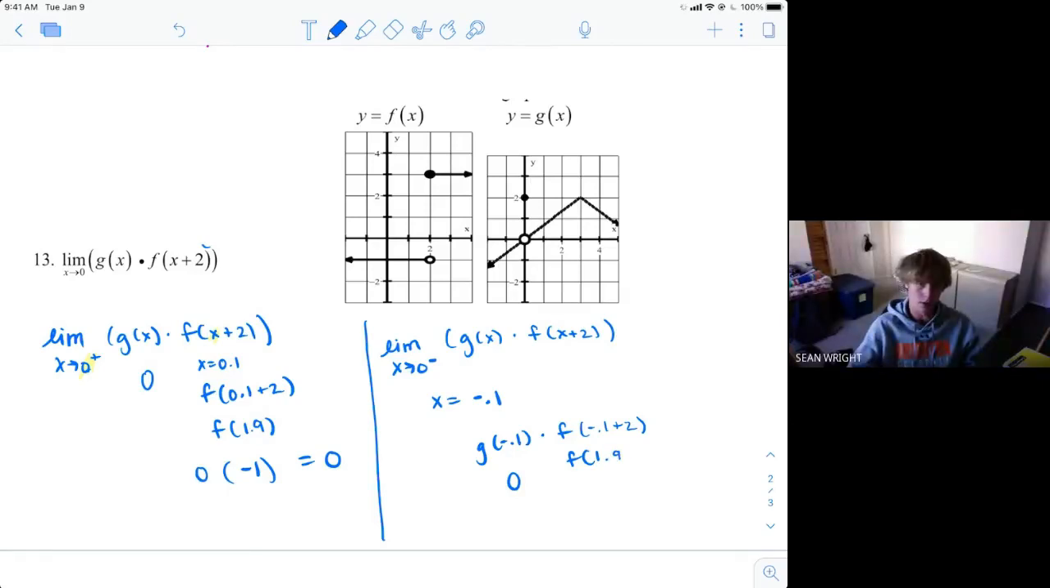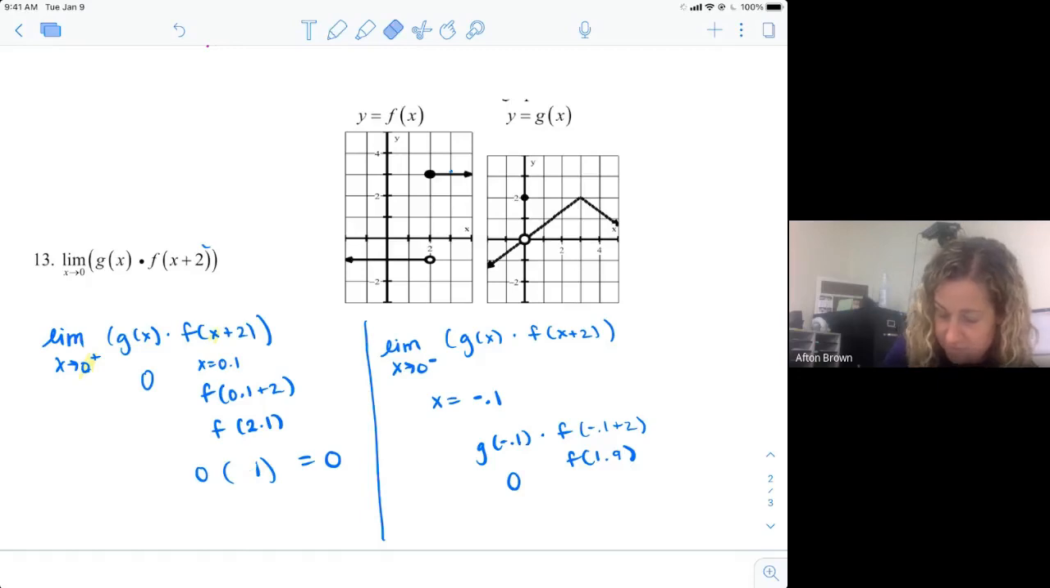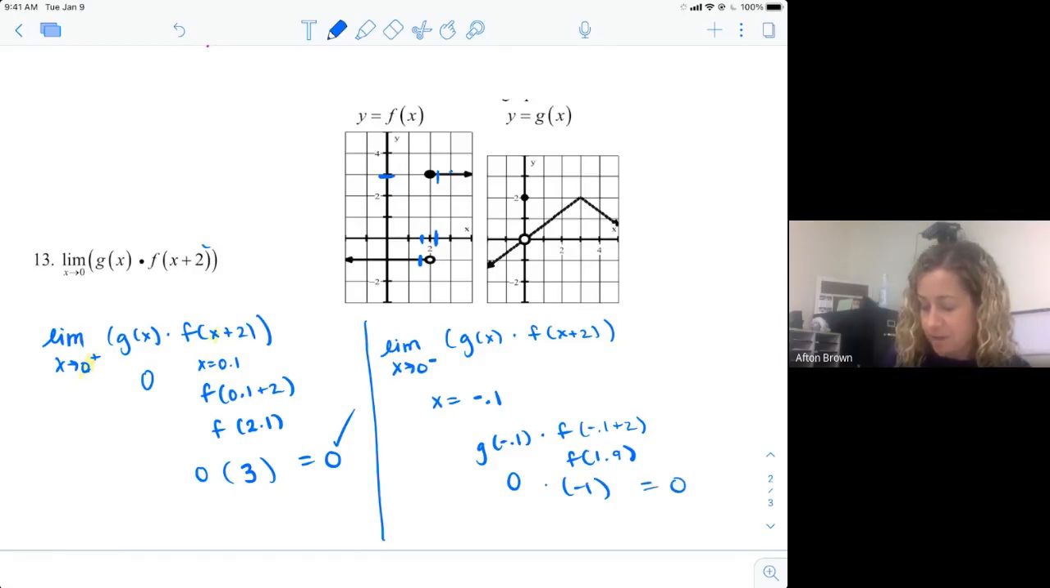Is 0.1 plus 2 equal to 1.9? I was right on the other side. Thank you, I got these two mixed up. This would have been 2.1, right? And this one is 1.9. So 2.1 would have been 3. Not that this changes it, because when we multiply, F at 2.1 has a value of 3, and anything times 0 gives us 0. But if we're at 1.9, on the other side of 2, we get -1. Either way, we're multiplying by 0, so we get 0. If we can show we get the same thing from both sides, that's why this one is also 0.